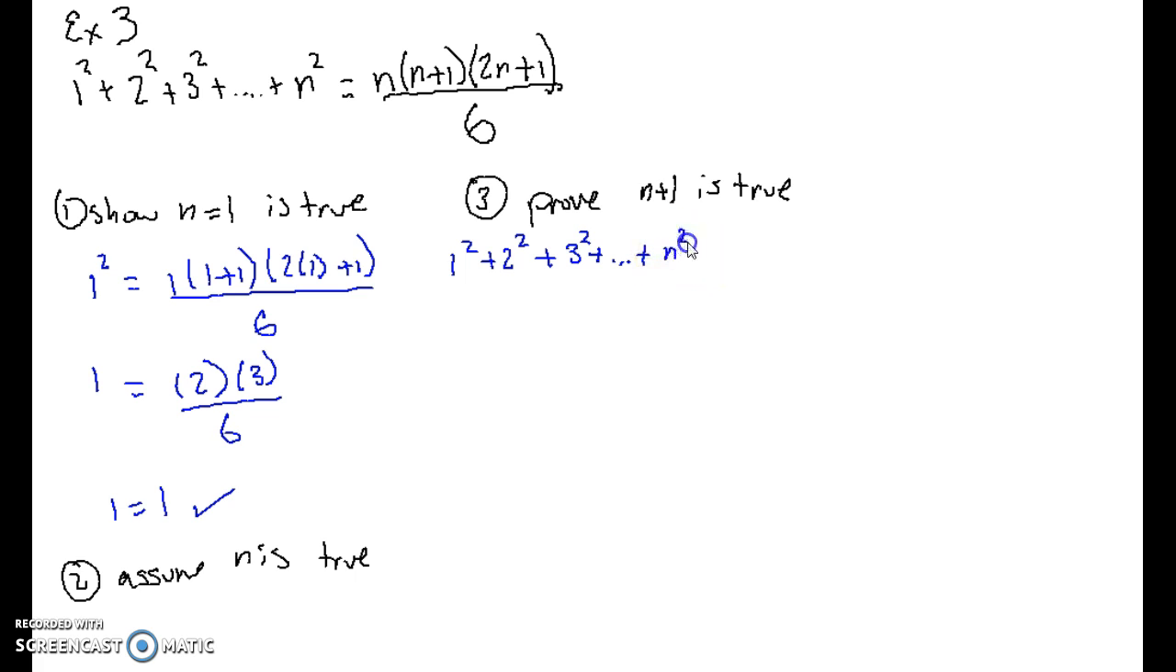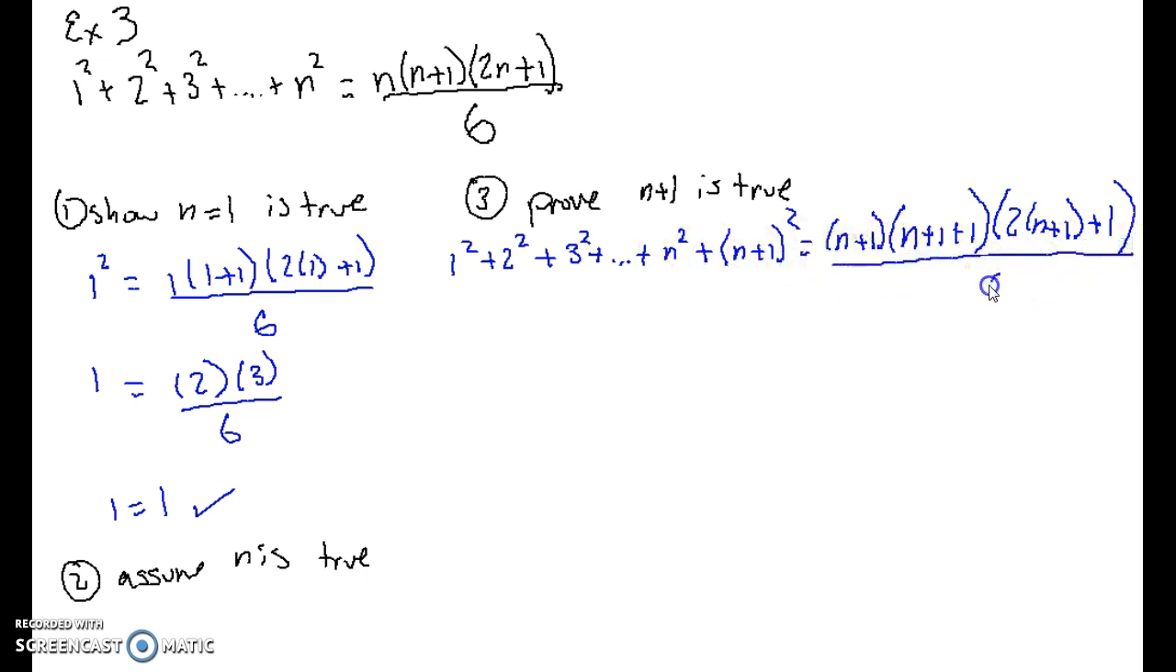Plus n squared plus, and instead of writing n, I'm going to write n plus 1 squared. Over here, I have a lot more places I have to write it. So n plus 1 times n plus 1 plus 1, right, because I'm putting it in right there. And then this will be 2 times n plus 1 plus 1. Close that. Let me write that a little bit better here. There we go. And then on this side, it's all over 6.